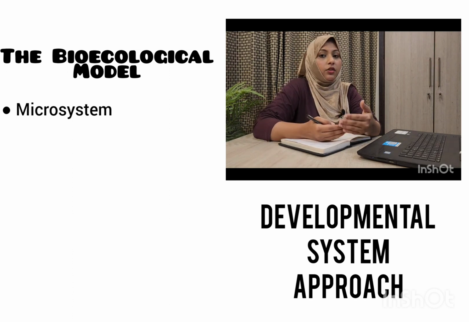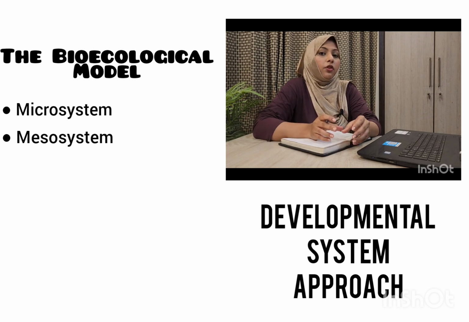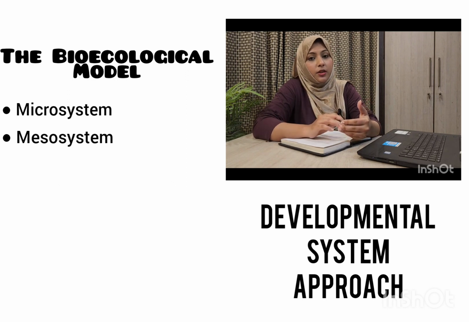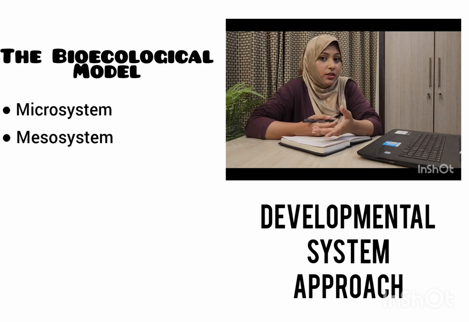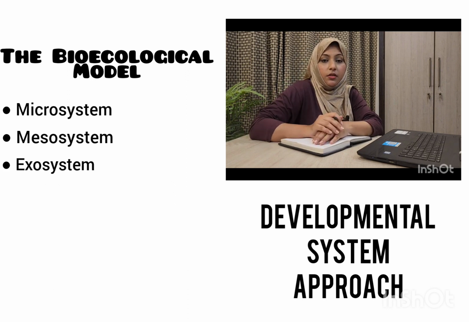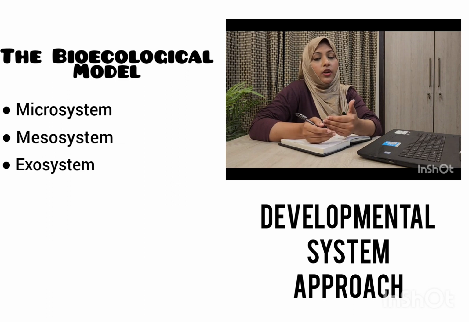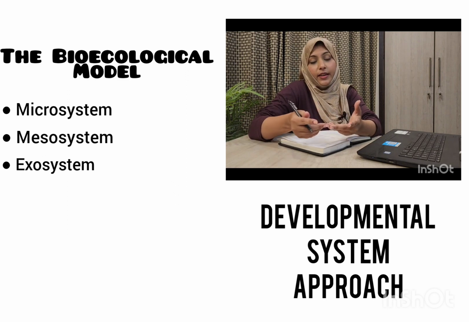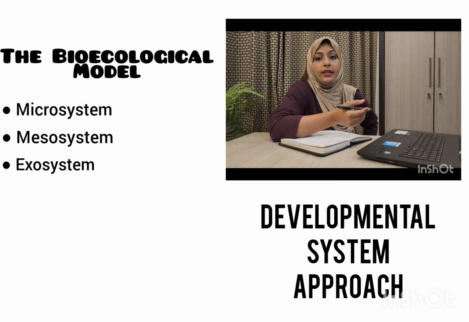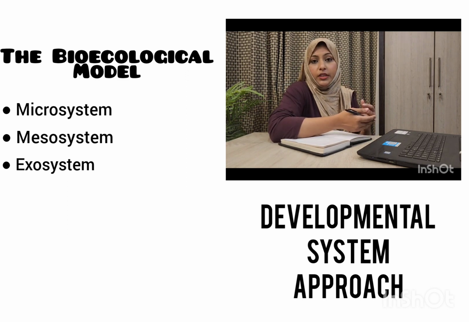The next system is the mesosystem. The mesosystem involves the connections and interactions between the elements of the microsystem. For example, how family life and school life are connected, how they interact and influence each other. So this is what we have in the mesosystem. The next one is the exosystem. The exosystem includes external settings or contexts that indirectly affect an individual's development, such as the workplace of a parent, which can influence family matters, or government policies that can affect schools or communities, etc.